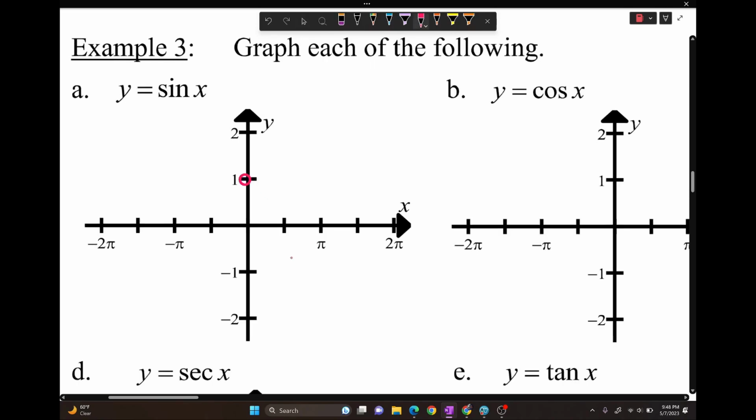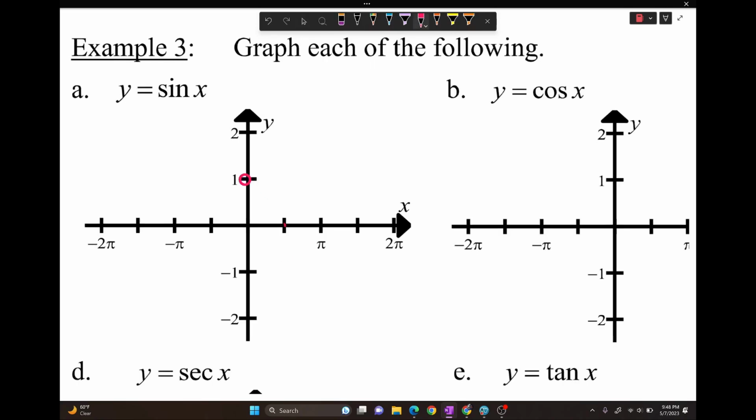Ready? I start up here. I go to here. I go down to there. I go up to here. And then I go back up to here. Nope. Sorry. That's cosine. So I start here. I go there. I go here. I go there. I go there. Ready? Boom. That's sine.